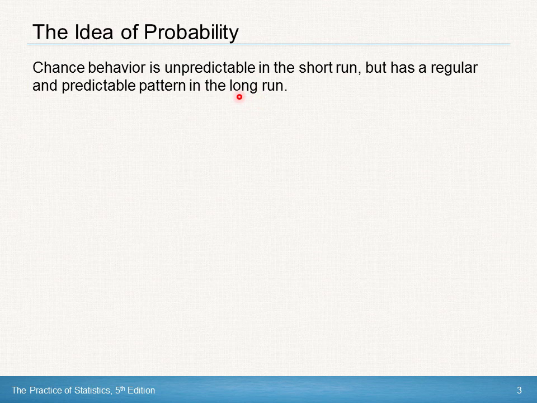Same thing with rolling a die. If you roll a die 3 times, all 3 times you may get 6s. You may get lucky when playing Monopoly. However, if I were to roll that die 6,000 times, that would be the long run. I should hopefully in the long run be able to get 1,000 ones, 1,000 twos, 1,000 threes, 1,000 fours, 1,000 fives, and 1,000 sixes, because each of those 6 numbers has an equal chance of being rolled.